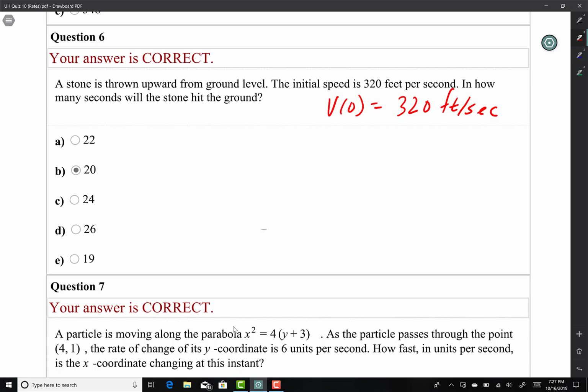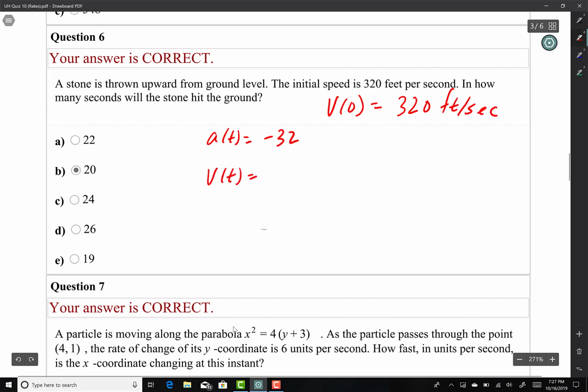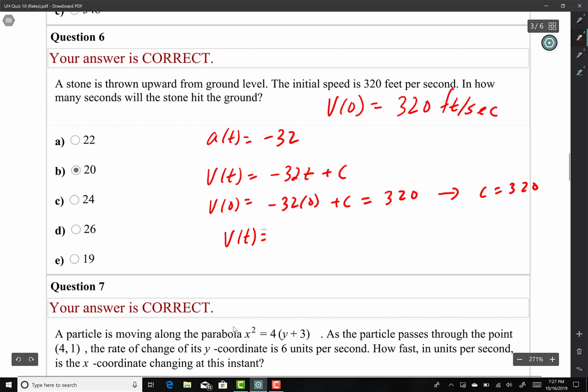All right, so what we're going to do again, acceleration due to gravity is negative 32. So my velocity equation, antiderivative, is negative 32t plus c. But I already know that velocity at 0 is 320 feet per second. So velocity at 0 is negative 32 times 0 plus c, which equals 320. So that means that c must equal 320. So now I have this, v of t equals negative 32t plus 320.